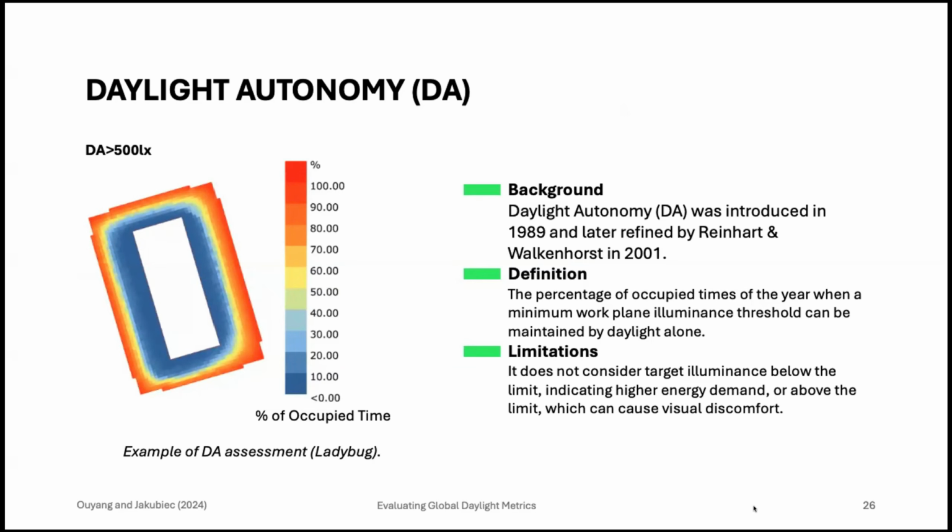Daylight autonomy, or DA, was introduced in 1989 and later refined by Reinhart and Walkenhorst in 2001. It is defined as a percentage of occupied times of the year when a minimum work plane illuminance can be maintained by daylight alone. The threshold is commonly set at 500 lux. However, DA has limitations as it does not consider target illuminance below or above the limit.